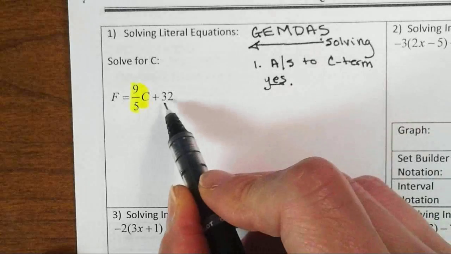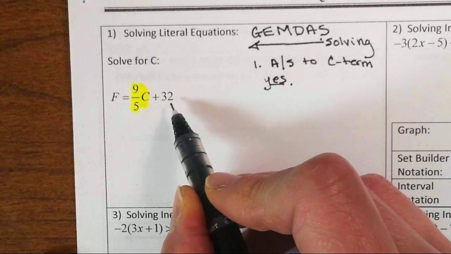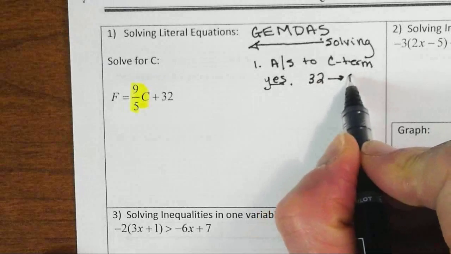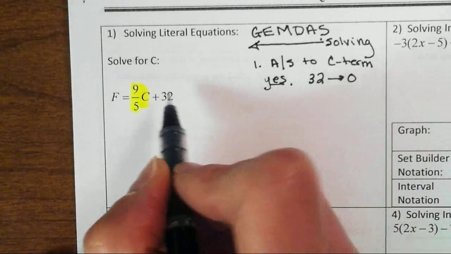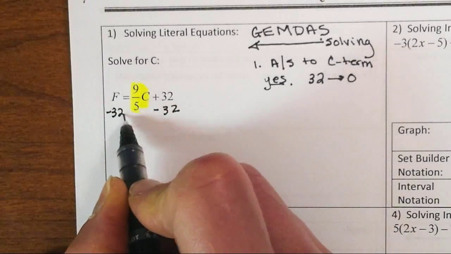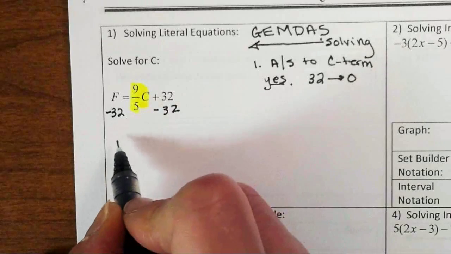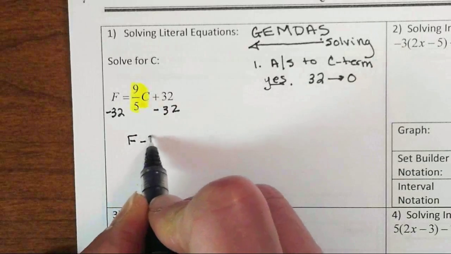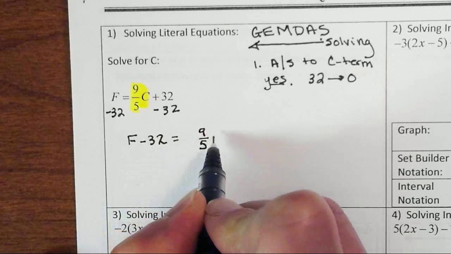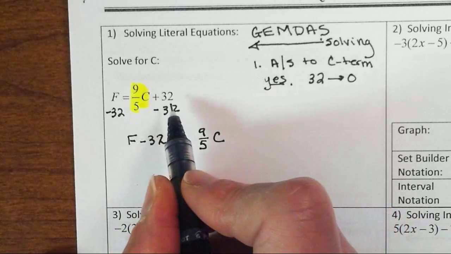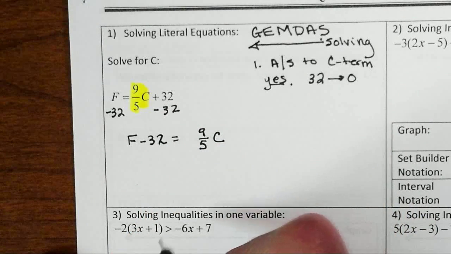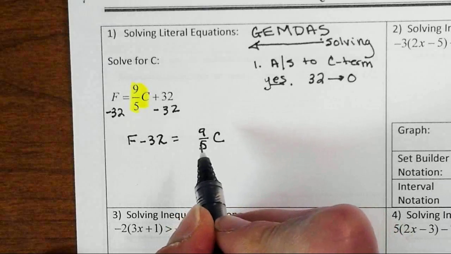So that means what is being added or subtracted? Well, 32 is. So that means I want to make 32 become a 0. So I'm going to subtract 32 from each side of that equal sign. So that gives me a capital F minus 32 is equal to 9/5 times C, because 32 minus 32 is 0. Okay, so now I have the C term all by itself.